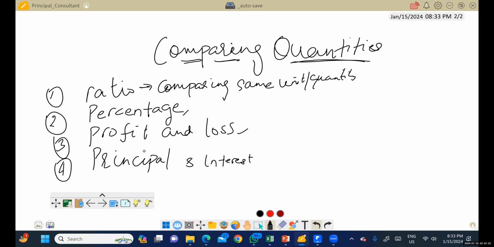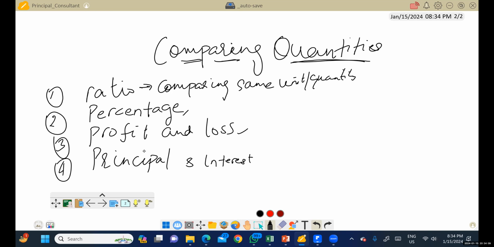Sir, fractions. Is fraction coming in comparing quantities? Is fraction a part of comparing quantities? Daksh, is fraction a part of comparing quantities? No, sir. That's what. So fraction is part of rational number.